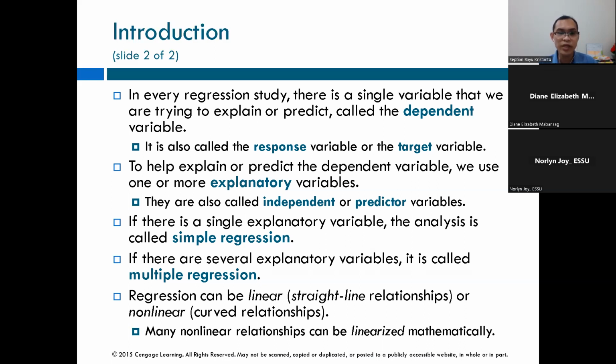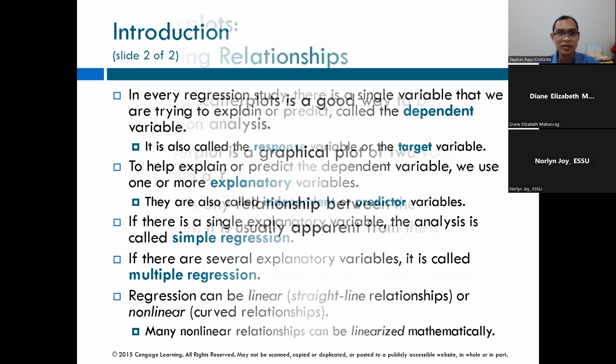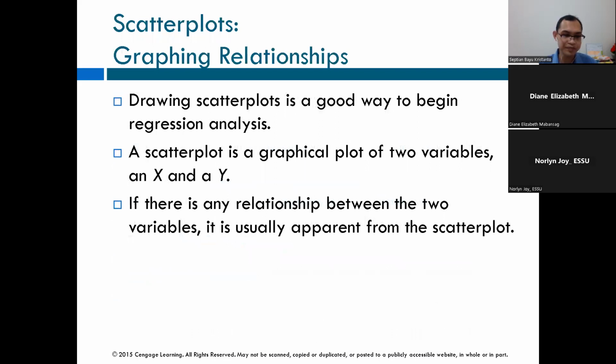So we have two kinds of regression here. If you have only one explanatory variable, a single explanatory variable, we call it simple regression. But if you have more than one explanatory variable, we call it multiple regression. That is the meaning of regression and the kinds of regression analysis.